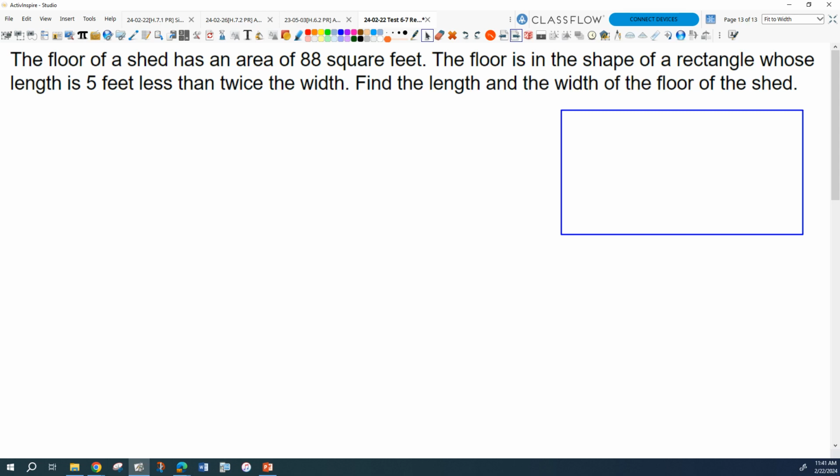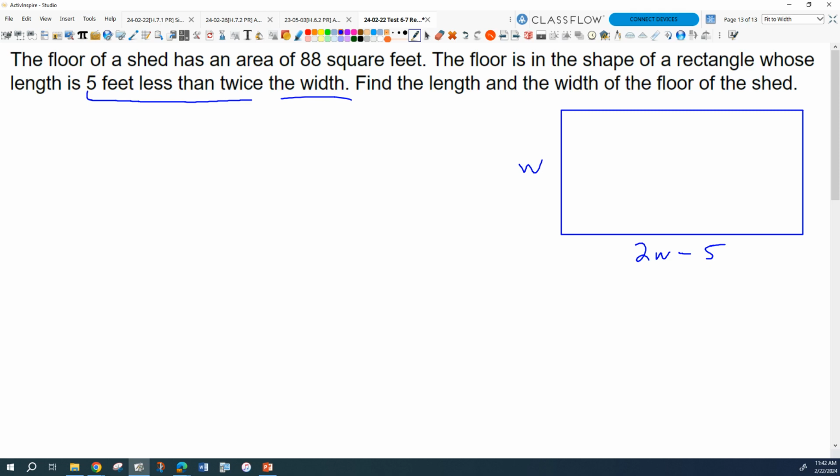Okay, so if we call the width W, how about that? Yes, okay, I like that. So the width is W, then the length is 5 feet less than twice the width. So how? Is it 2W minus 5? There you go. Everybody agree? Yes. So there are the dimensions.